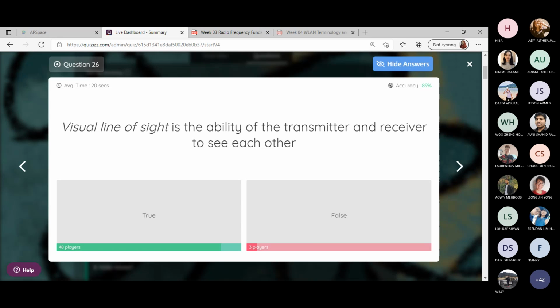So visual line of sight is the ability. This one we just learned just now, right? I expect all of you got it right, but still not. But it's okay. At least the majority of you got it right.